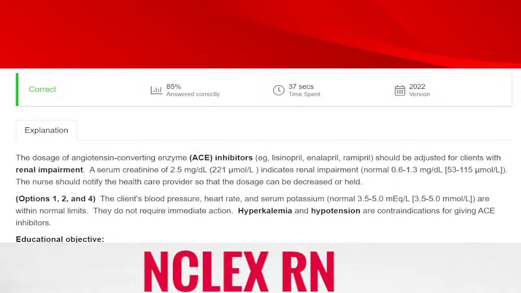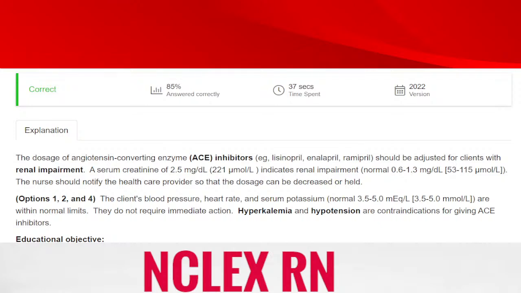The dosage of angiotensin-converting enzyme, ACE inhibitors, e.g., lisinopril, enalapril, ramipril, should be adjusted for clients with renal impairment. A serum creatinine of 2.5 mg/dL, 221 micromole/L, indicates renal impairment; normal is 0.6 to 1.3 mg/dL, 53 to 115 micromole/L. The nurse should notify the healthcare provider so that the dosage can be decreased or held.